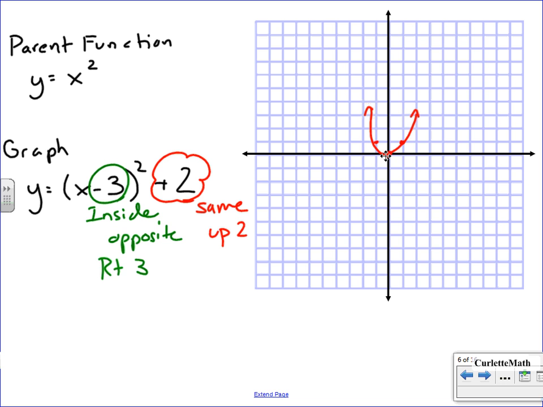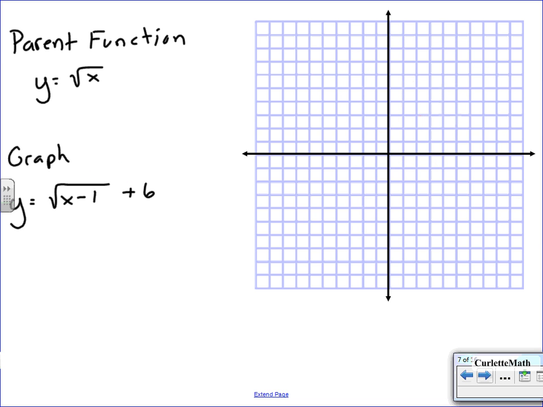So where are we going to go? We're going to go right 3, 1, 2, 3, and up 1, 2, and make our new point. And that is where we draw and sketch in our parabola now. So we moved right 3 and up 2. So this function here went right 1, 2, 3, and went up 1, 2 from what it originally went from. So now, let's look at another example.